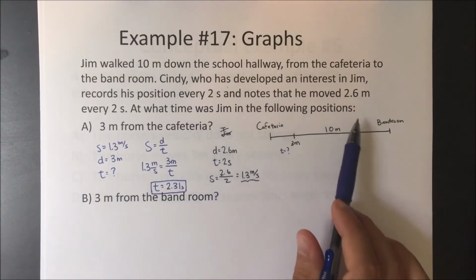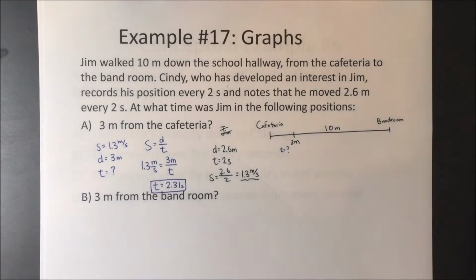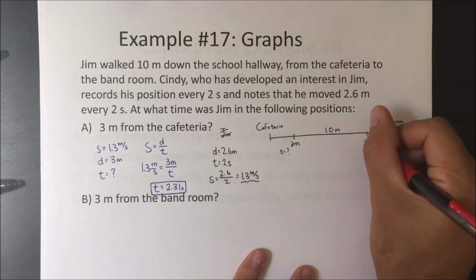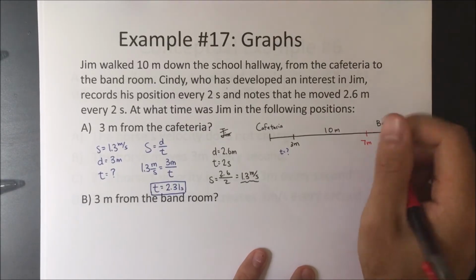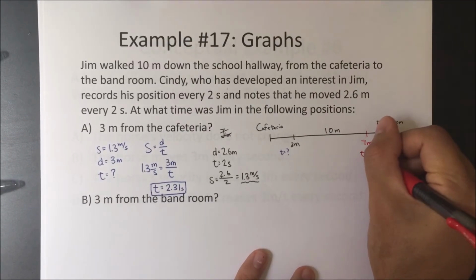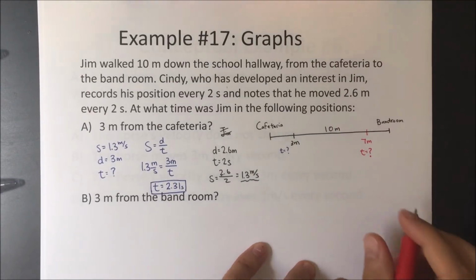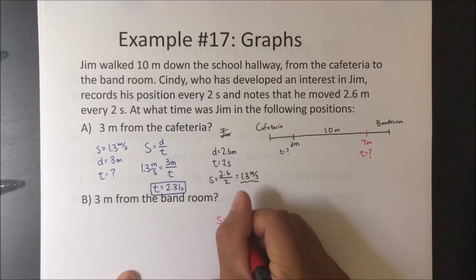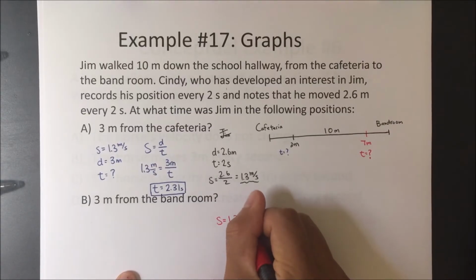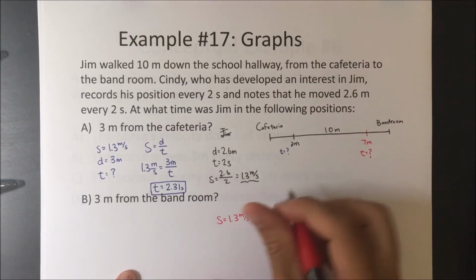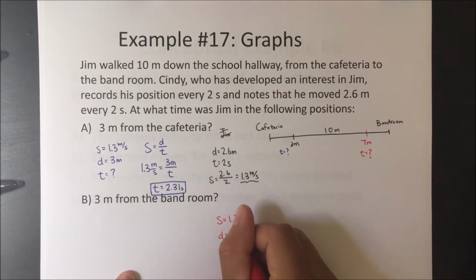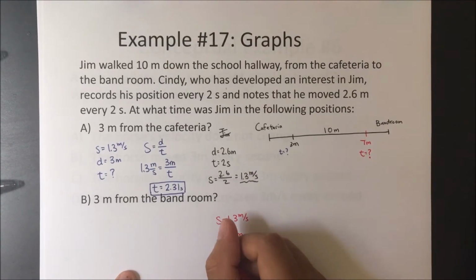At what time was Jim in the following positions? 3 meters from the band room. So we want to know 3 meters from the band room, which is going to be 7 meters here. We want to know the time. Same kind of thing we're going to be doing here. We know his speed is equal to 1.3 meters per second. The distance he travels is equal to 7 meters. And now we're looking for the time.